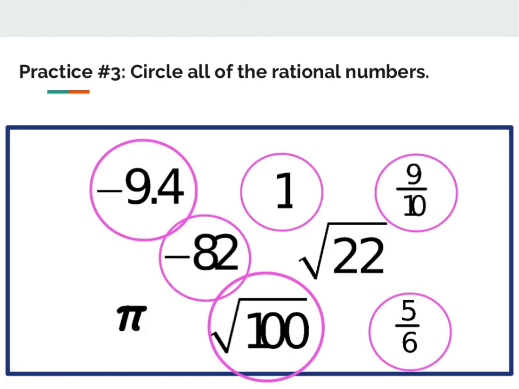How did you do? Did you circle all of the correct answers? The only numbers that you should not have circled are pi and the square root of 22. Square root of 22, once you put that in your calculator and hit the square root button, it goes on and on forever, never ends, doesn't repeat. It's not a perfect square. Pi, obviously the symbol of irrational numbers, is not also going to be a rational number, so you should have just the number circled that we have. If your paper looks like mine, great. If not, go ahead and make sure that it does now, and then let's move on to the next one.